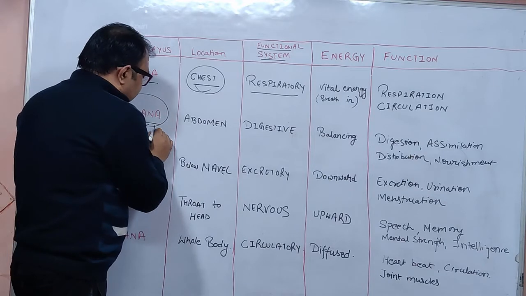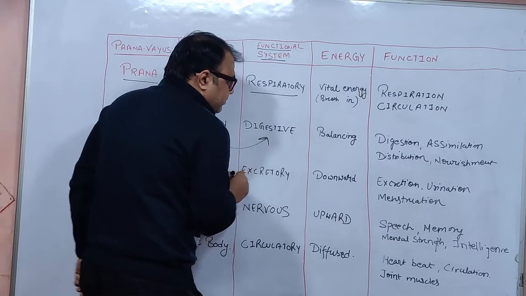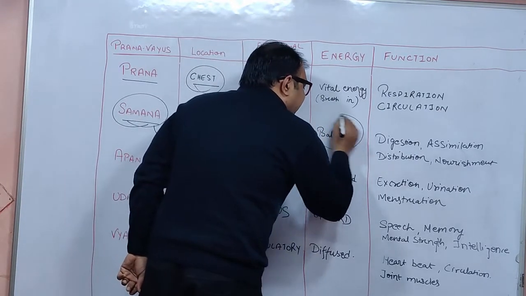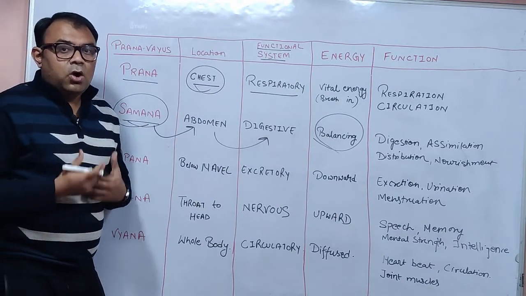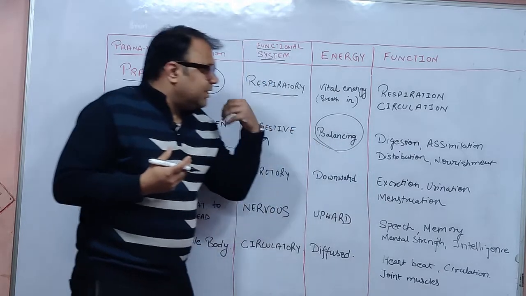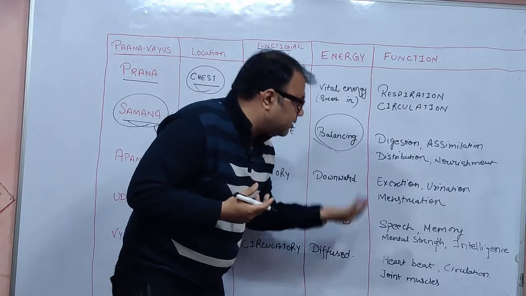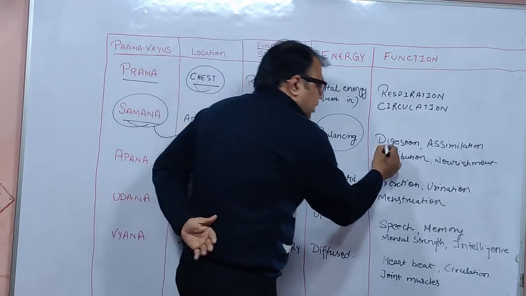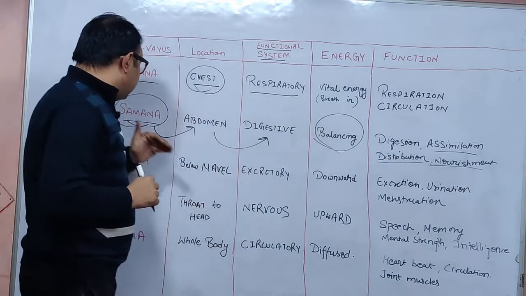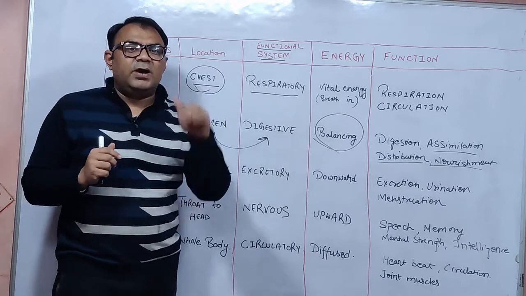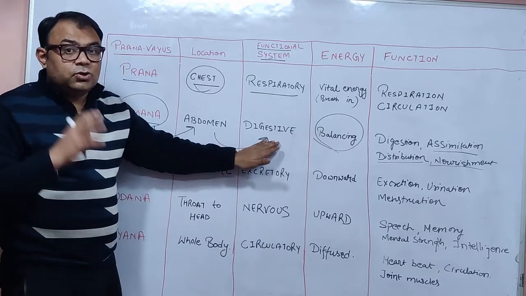that vayu is called Samana. It is at the abdomen region. It impacts our digestive system, and it is also called the balancing energy. Why is it called the balancing energy? Because at this abdomen level all the digestion is happening, all the digestive fire is there, and at this level the assimilation, distribution and nourishment happen. Samana Vayu is responsible for the whole digestive system.